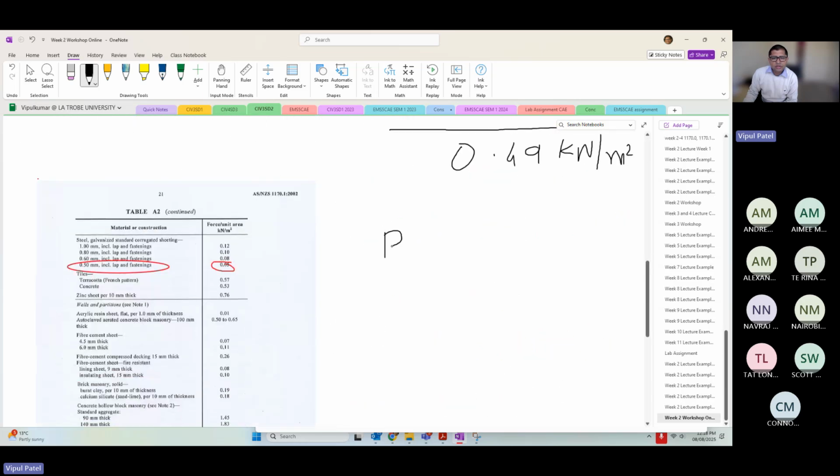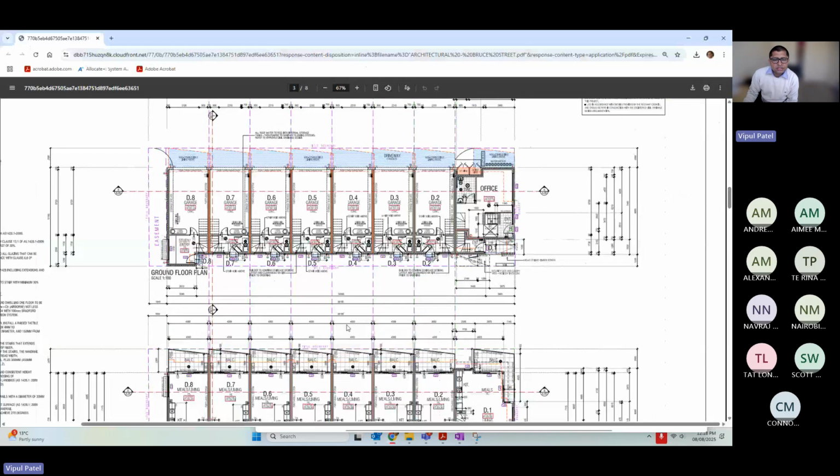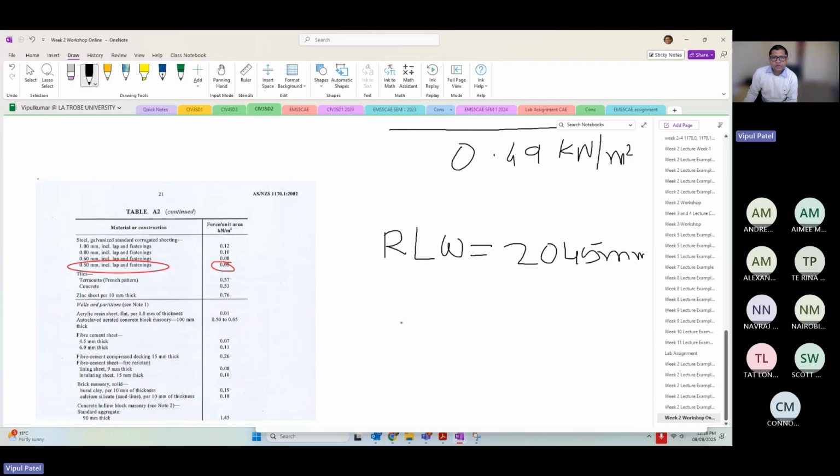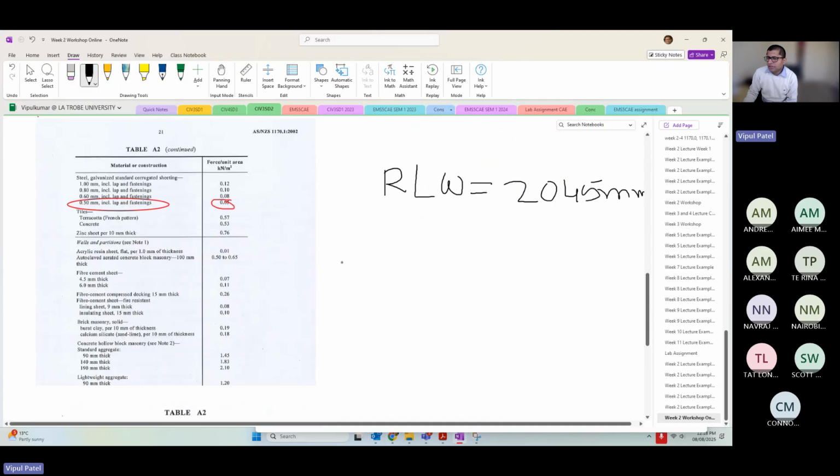That roof load width, RLW, is about 2.045 meters, 2045 millimeters. And rounding it off, you can see clearly on here that it is 4 meters. You can see this is 4 meters. That's typical. So 2.045.